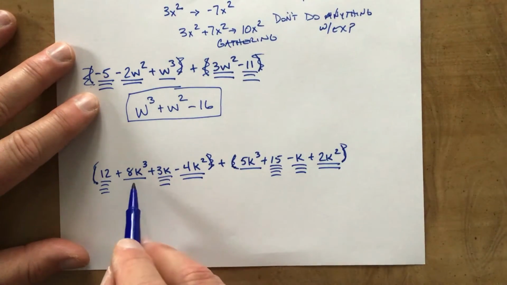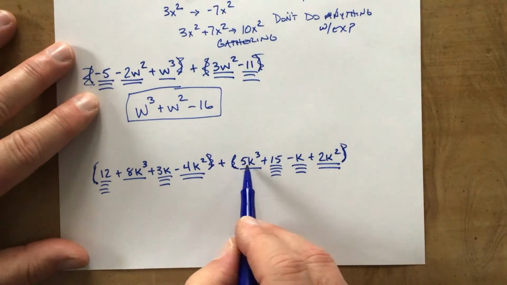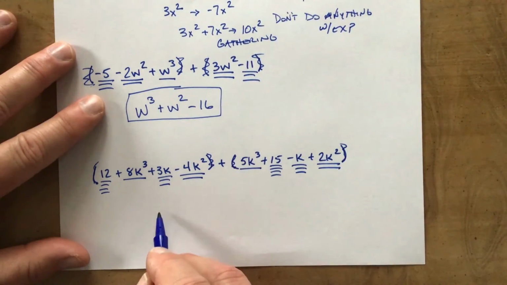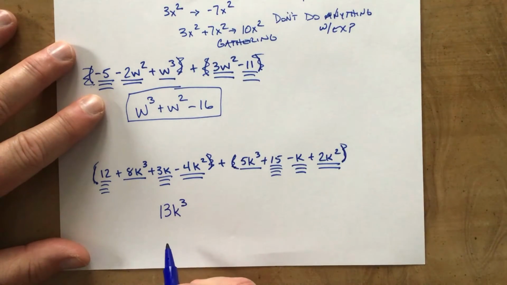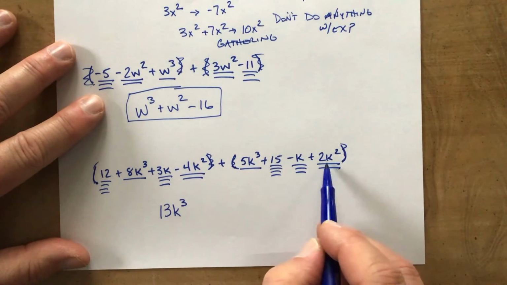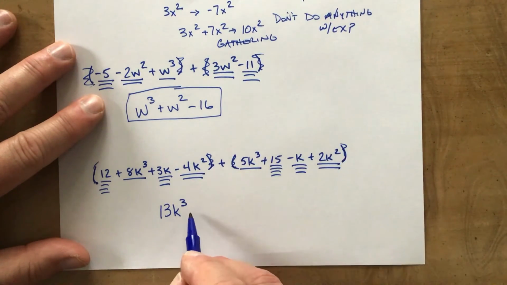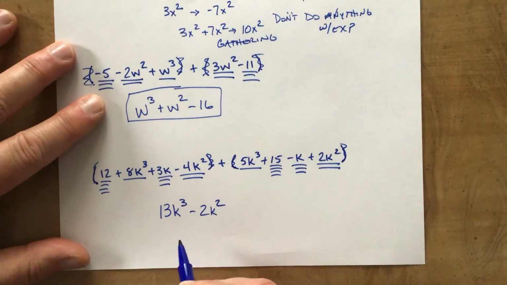So let's look at the first term. So I have 8k to the thirds, and I'm going to add 5 more. So 8 plus 5 is 13 k to the third. Notice I don't do anything with the exponent. K squareds, I owe you 4, but then I pay you 2, so that means I still owe you 2k squareds. Remember, I don't do anything with the exponents.